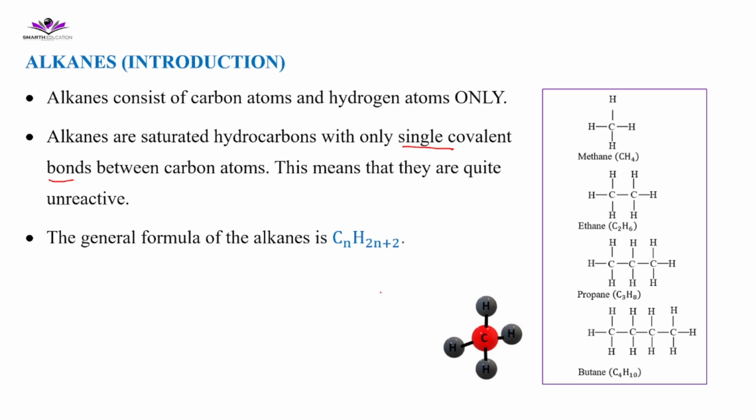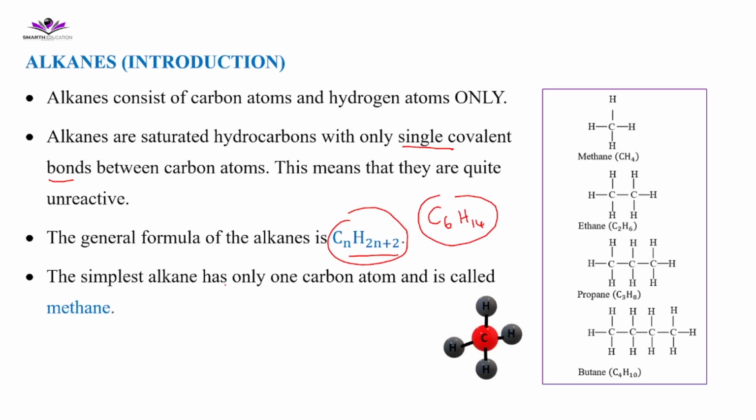The general formula for alkanes is CnH2n+2. Let's say we have an alkane with 6 carbons. It's going to be C6. And then what do we do to get hydrogens? We say 2 times 6, which is 12, plus 2, which is 14. So it's going to have a molecular formula of C6H14. This is the general formula for alkanes.